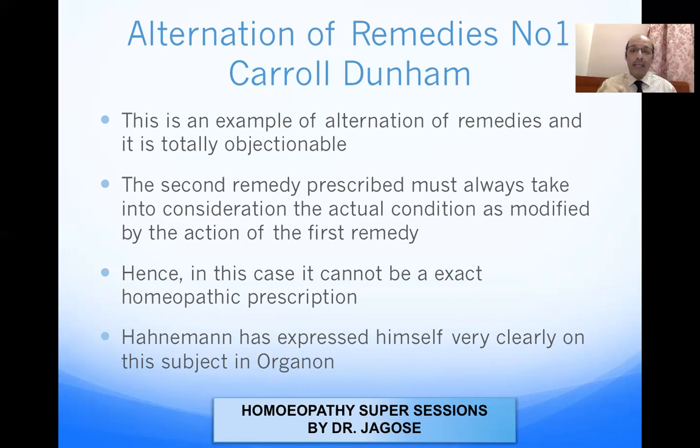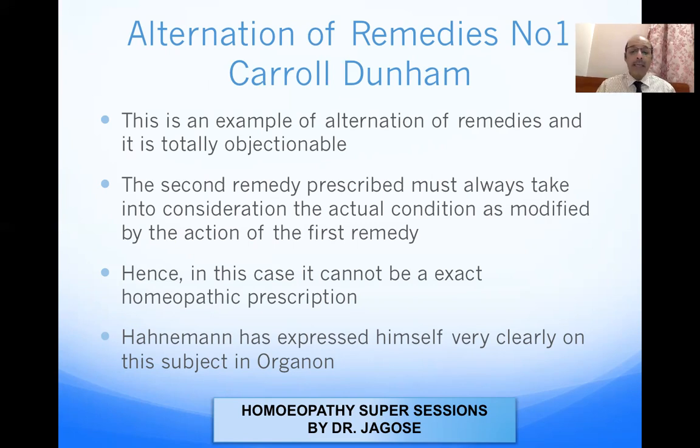Whenever a second prescription or second remedy has to be given, we have to see the actual residual condition of the patient after the first remedy has acted. See what symptoms were better, what symptoms were status quo or not better, whether there is any return of original symptoms, or whether there are any new symptoms, and accordingly take the full totality and then prescribe. Hence, in this case, it cannot be an exact homeopathic prescription. Therefore, a case of alternation cannot be called an exact homeopathic prescription.